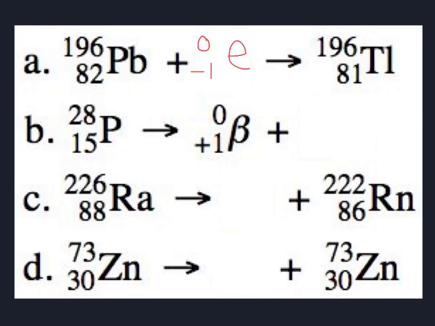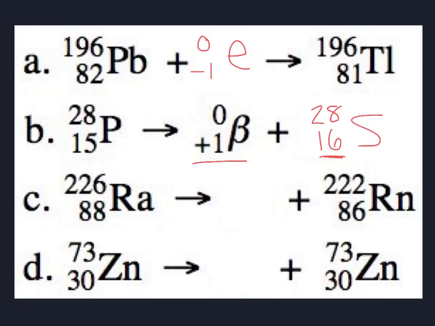So for the next one, we have a beta positive decay, and I only know that because there's a beta positive. And so now I'm going to finish this up. So 28 plus 0 still gives me 28. 15 plus 1 gives me 16. Now for this, I'm going to need my periodic table because I need to know what element has an atomic number of 16. So sulfur has an atomic number of 16.